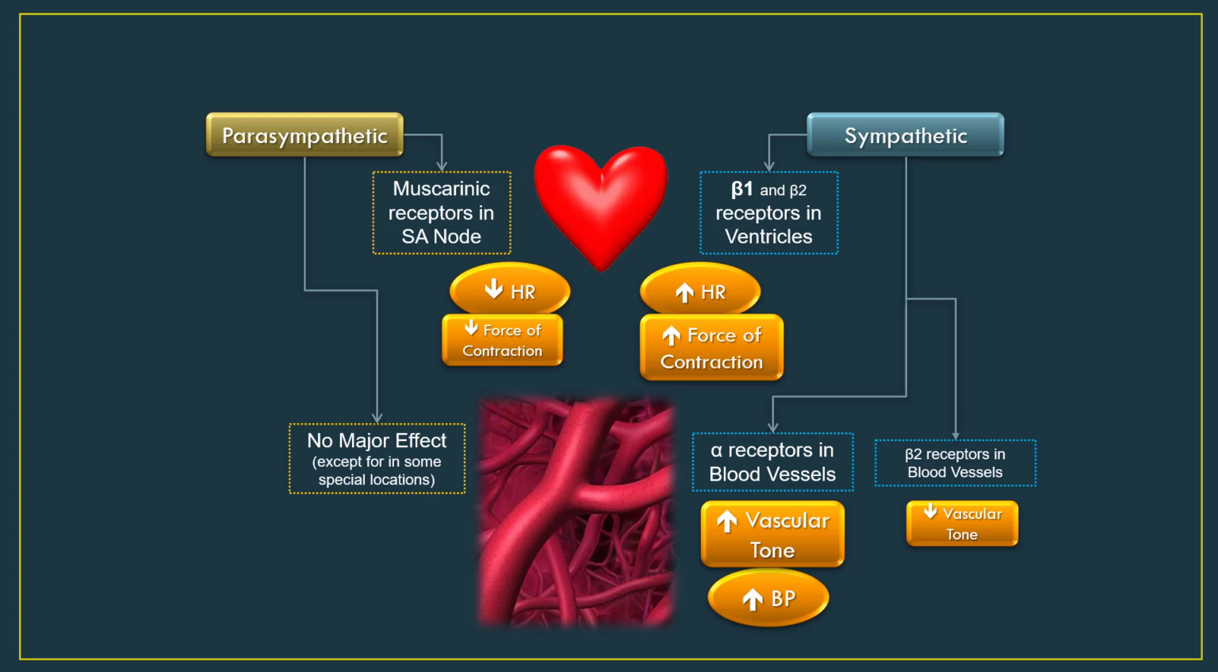All right, beta 2 receptors are also present in blood vessels, but they are not very many, and they have an opposite effect to alpha 1 receptors. So there is some decrease in vascular tone. But the main effect of sympathetic nervous system on peripheral circulation is through alpha 1 receptors, which causes increased vascular tone and increase in blood pressure.